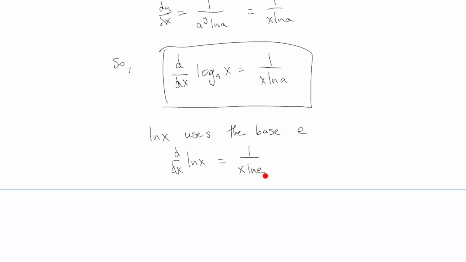Anybody happen to remember what the natural log of e is? This is like a special thing about the number e. This is also something you can do on the fingers. It's 1. Yeah, if it's something convenient, probably the answer is either 1 or 0. This one is 1. The natural log of e is 1. And so what that means is this just straight up equals 1 over x. It's a very simple formula.